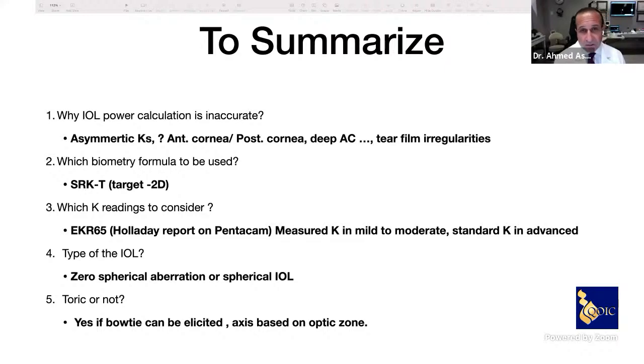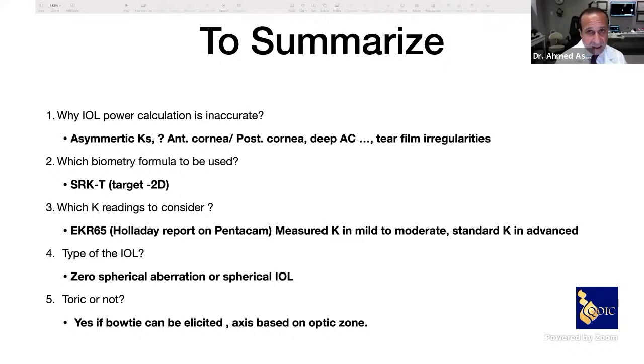The effective equivalent corneal power or Holladay report on the Pentacam gives the best results, or we can use the measured K in mild and moderate keratoconus. In cases of severe or advanced keratoconus, we shall use the standard K and target a moderate amount of postoperative myopia. Of course, regarding the type of IOL, a spherical or aspheric IOL with zero spherical aberration is the best choice.